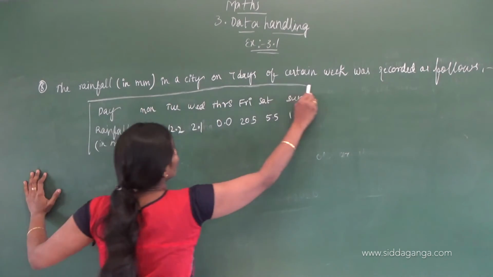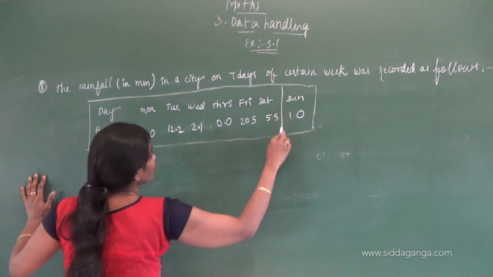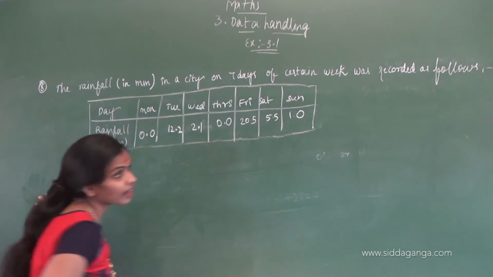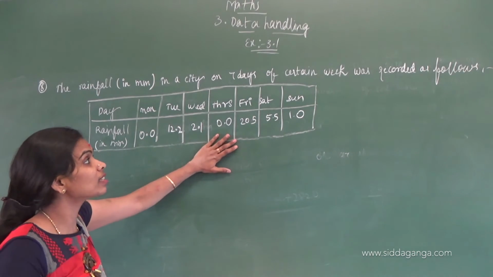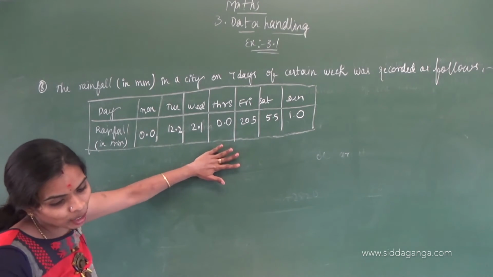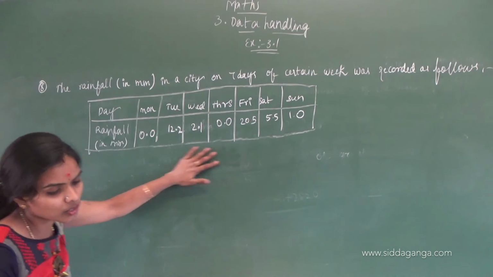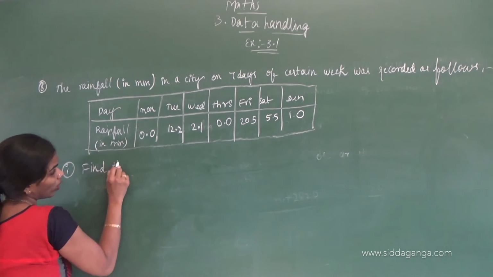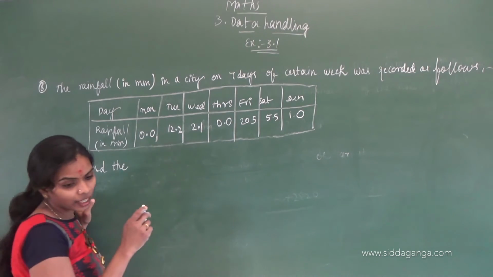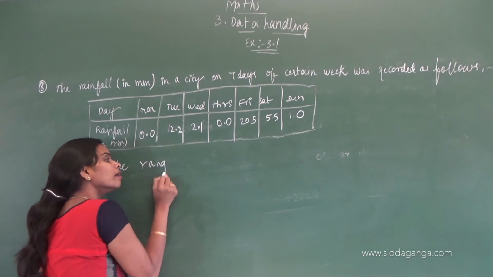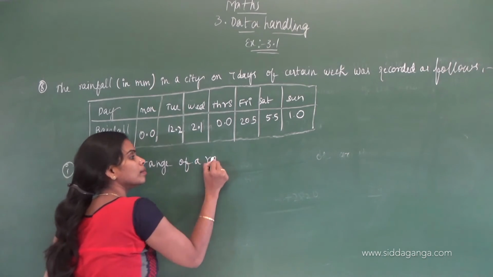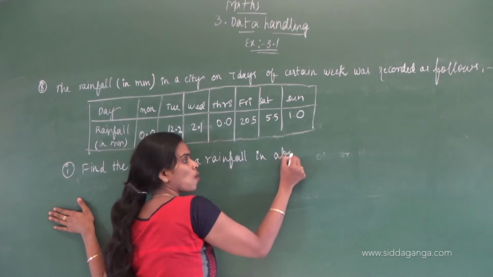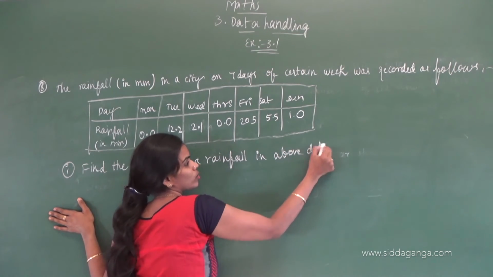Here the rainfall of a city in 7 days is given through a table. Below these, they are giving some questions. Find the range of the rainfall in above data.